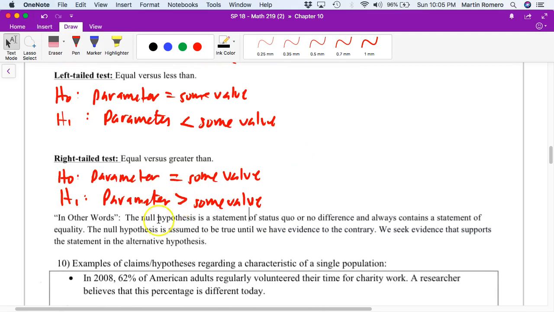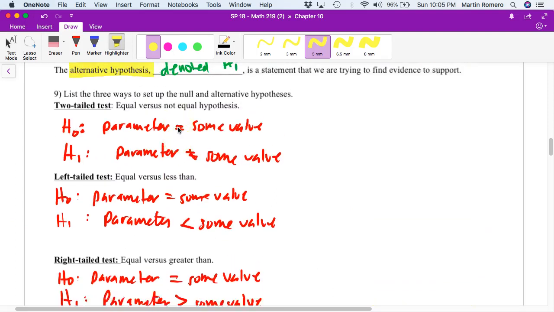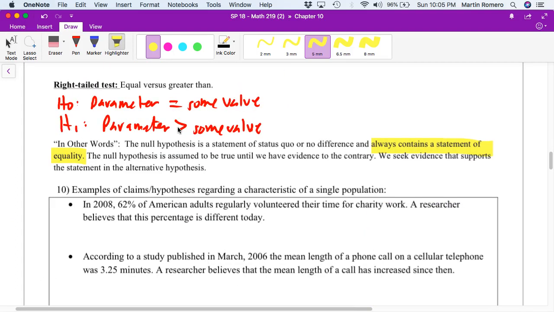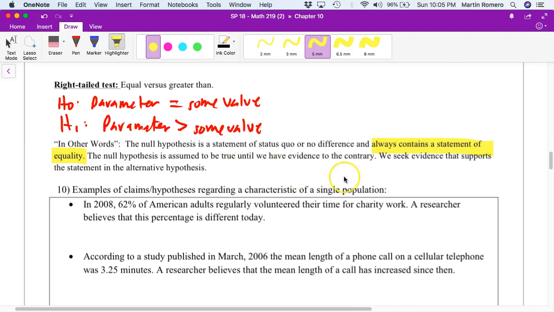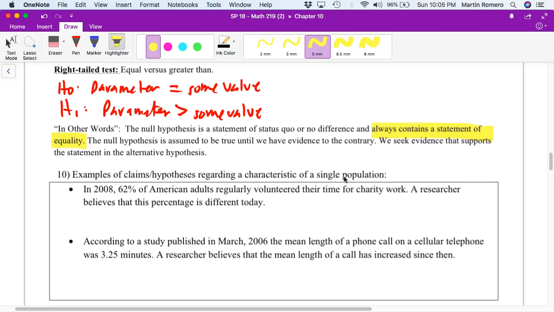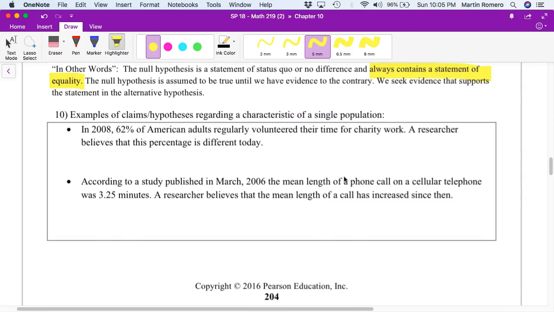The null hypothesis is a statement of status quo, no difference, and it always contains a statement of equality. Very important. Whenever we write the null hypothesis, it always contains a statement of equality, meaning it uses the equal sign in each of those three statements. That will never change. The null hypothesis is assumed to be true until we have evidence to the contrary. We seek evidence that supports the statement in the alternative hypothesis.